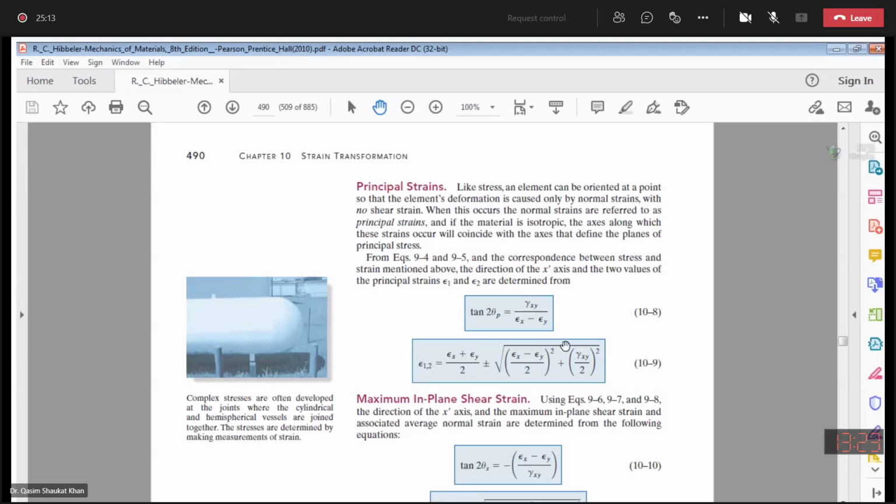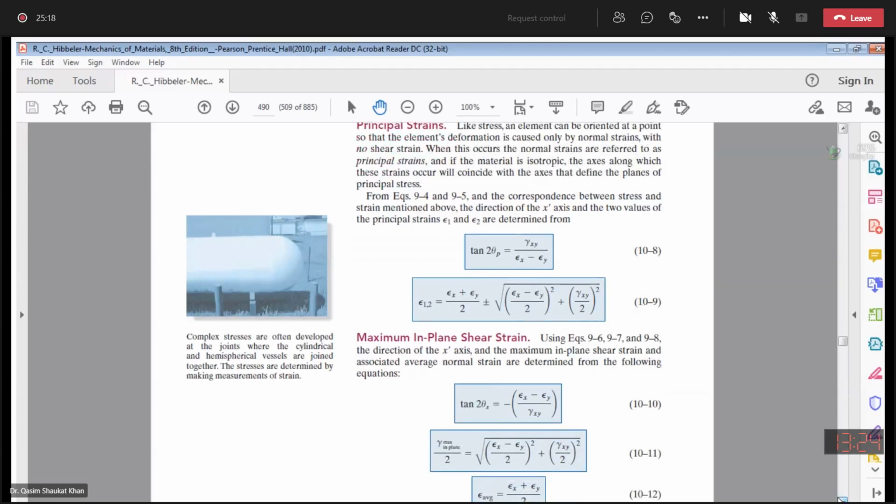Next is your maximum in-plane shear strain. The calculation of the maximum in-plane shear strain is similar to the maximum in-plane shear stress. If you recall, in the maximum in-plane shear stress case, we differentiated the equation for tau x dash y dash with respect to theta, and then we equated that equal to 0.